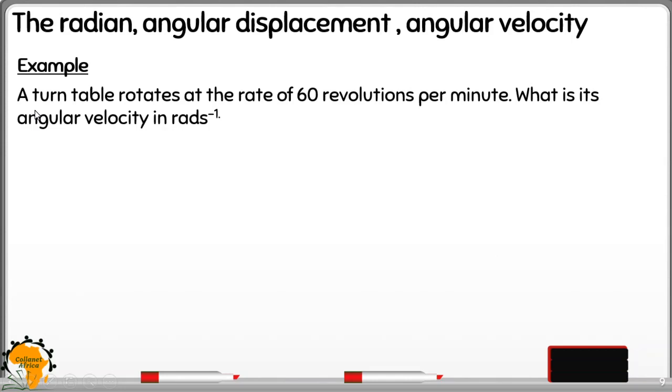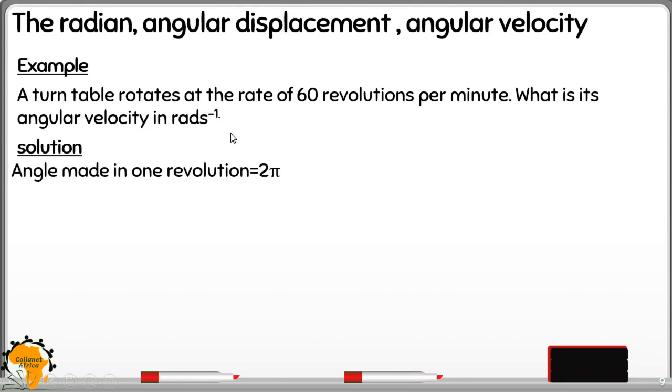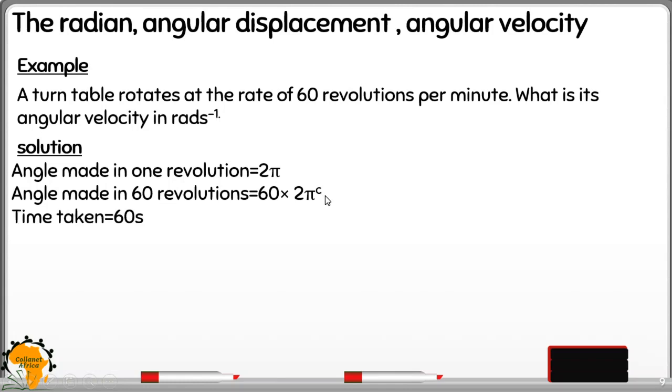Then we look at an example. A turntable rotates at the rate of 60 revolutions per minute. What is its angular velocity in rads per second? We start with the angle made in one revolution. We have seen that it is 2 pi. Then for 60 revolutions, we have 60 times 2 pi radians. And the time taken is 1 minute, therefore it is 60 seconds.